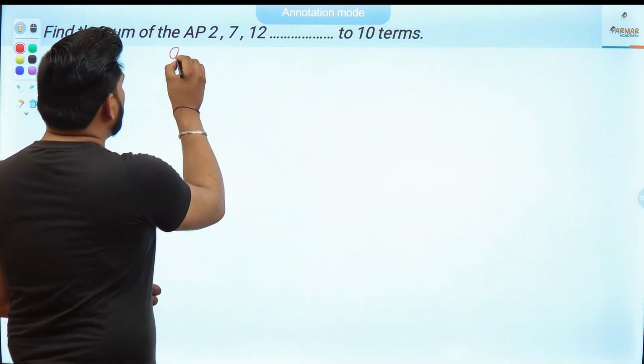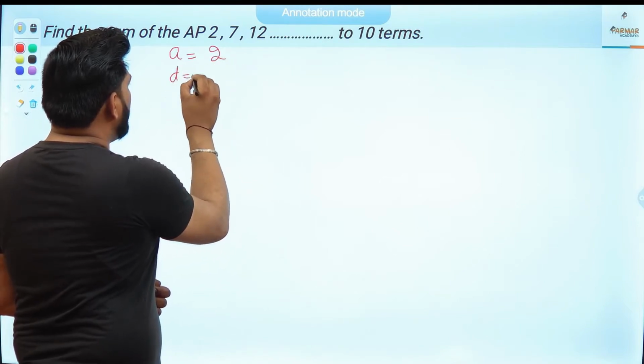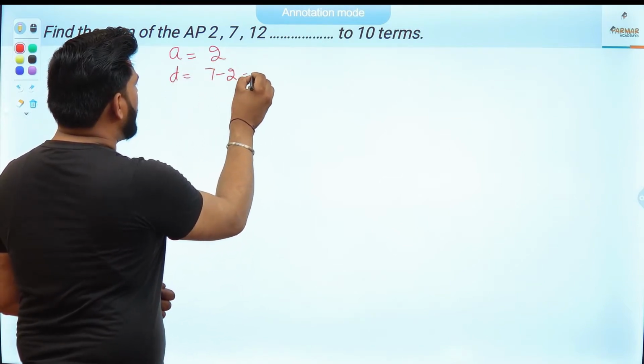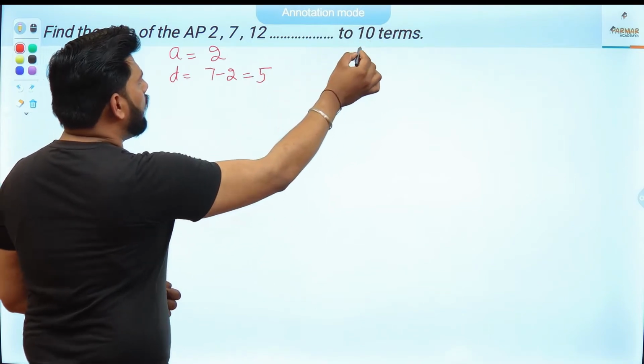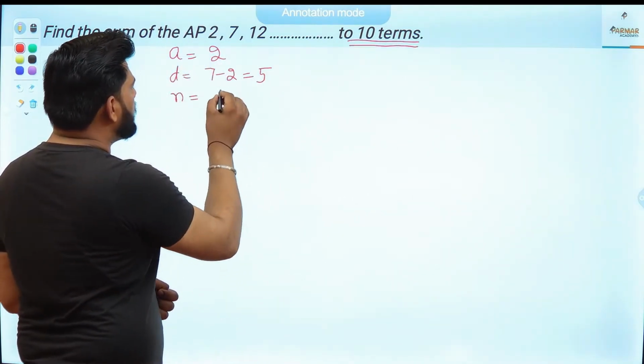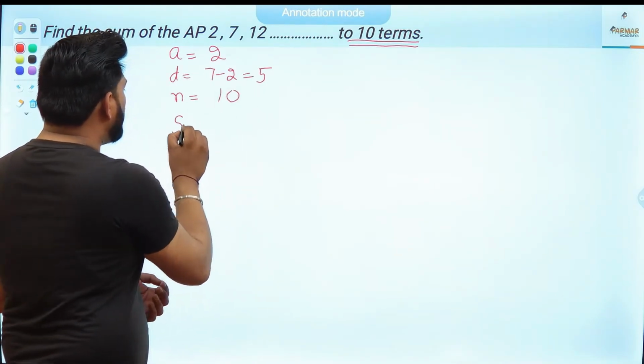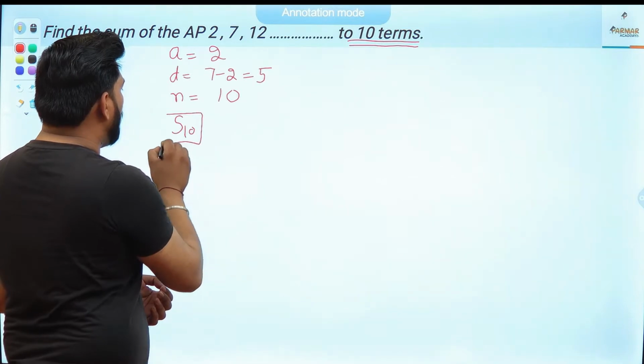The first term of this AP is 2. The common difference d is equal to 7 minus 2, that is equal to 5. The number of terms n is 10. We have to find the sum of first 10 terms. And the main thing we have to find is S10, that is the sum of 10 terms.